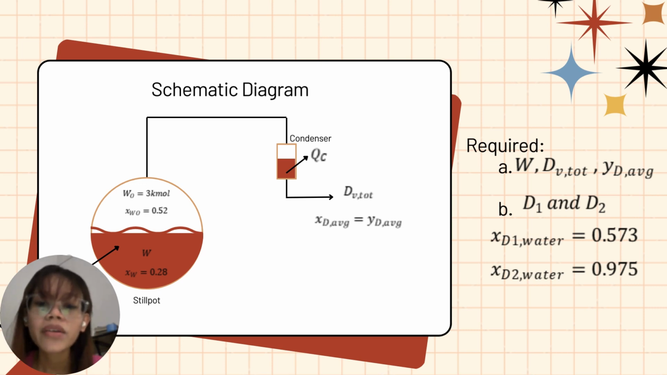Then QB, the heat introduced in the still pot, increases the temperature of the still pot, causing the more volatile component, water, to evaporate. Then the evaporated water goes to the condenser where heat is removed, QC. The distillate is then collected with a higher concentration of water than n-butanol.